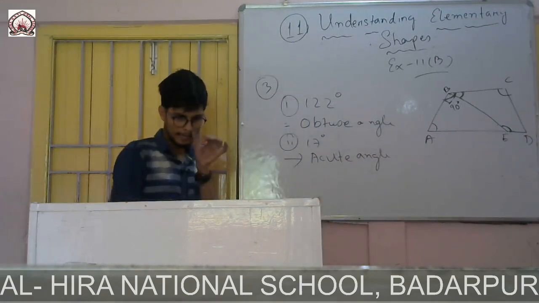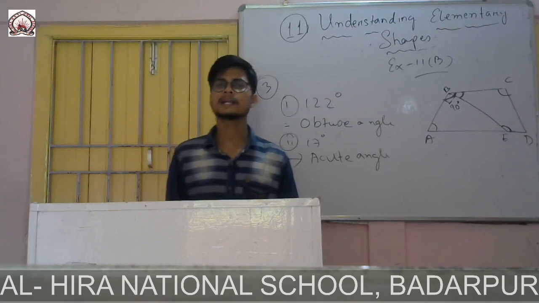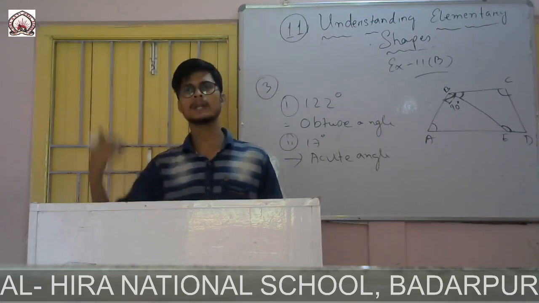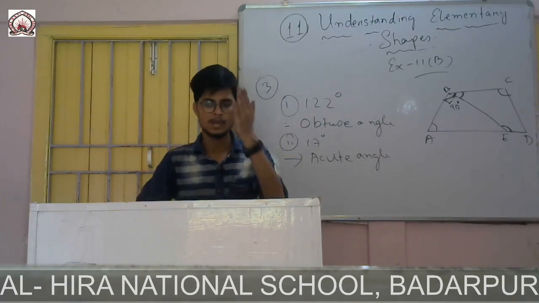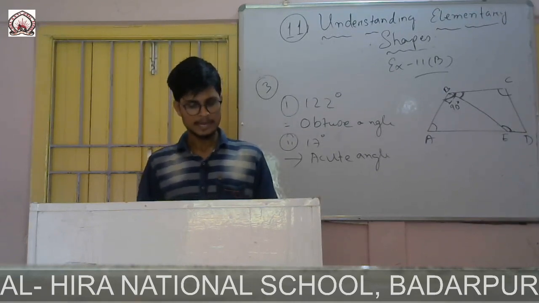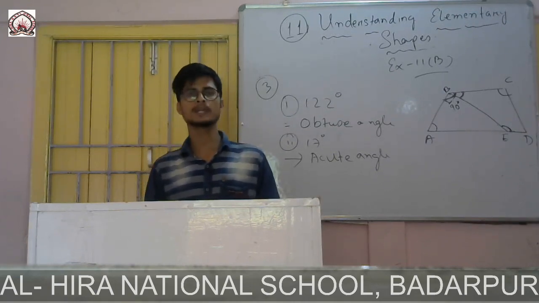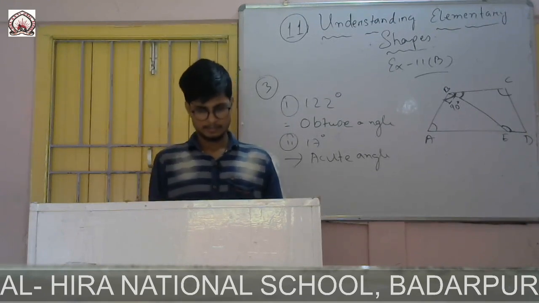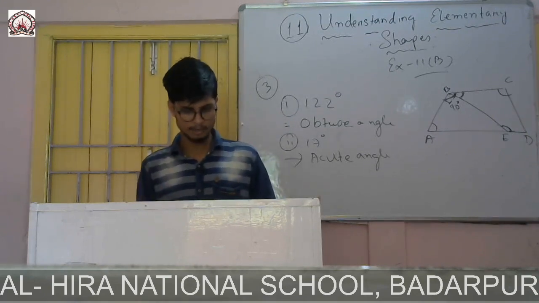Acute angle. The next one, it is 182 degrees. That means it is more than 180, and if it is more than 180 degrees, we say such type of angle is a reflex angle. So the answer will be reflex angle. Then number 4, 0 degrees. It is a 0 angle. So you will write 0 angle.